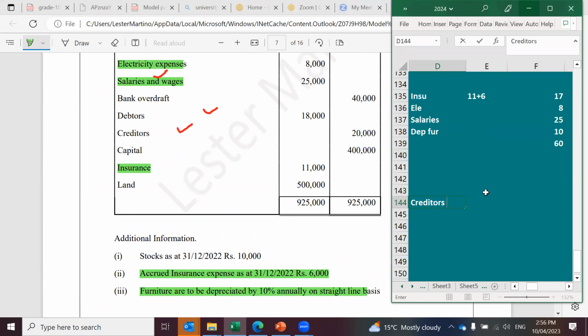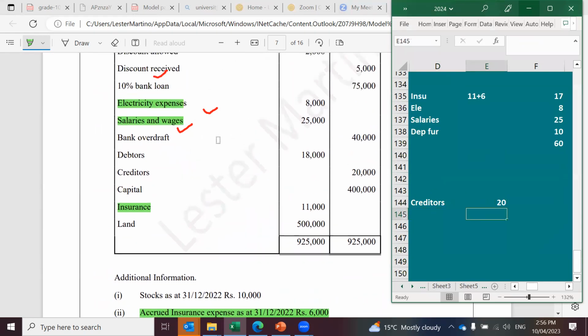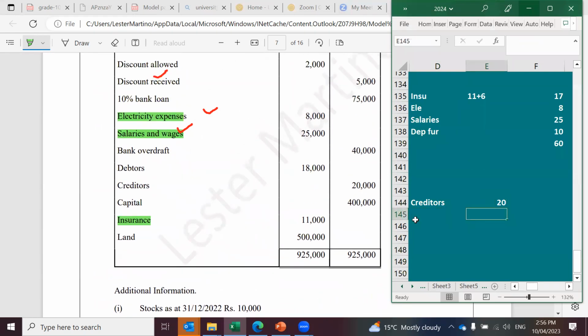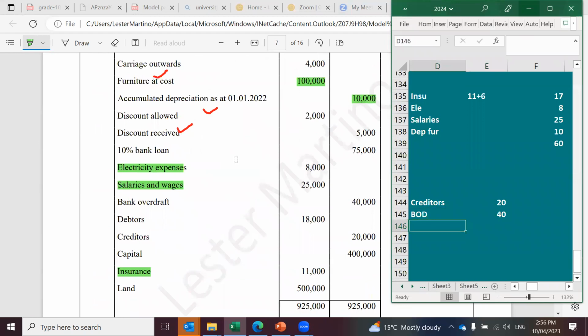Creditors. How many creditors are there? 20. Don't write 20,000, just say 20. And then bank overdraft 40. Bank overdraft 40. And the bank loan is 75, with 10% interest. Check whether the interest has been paid.